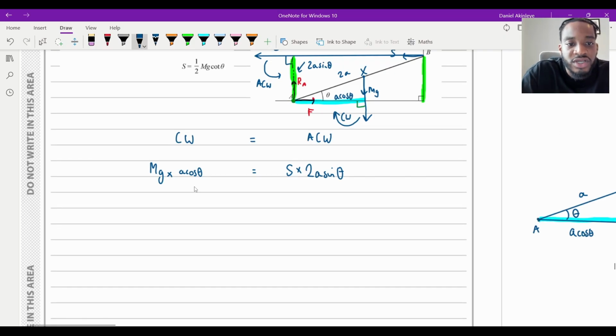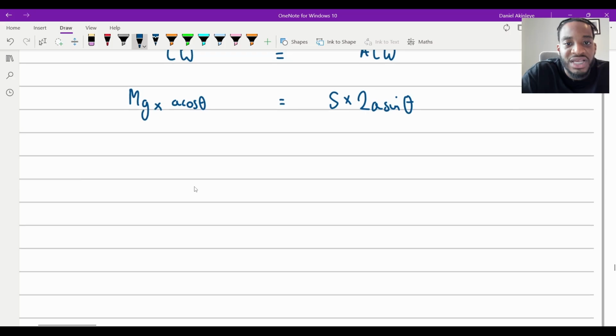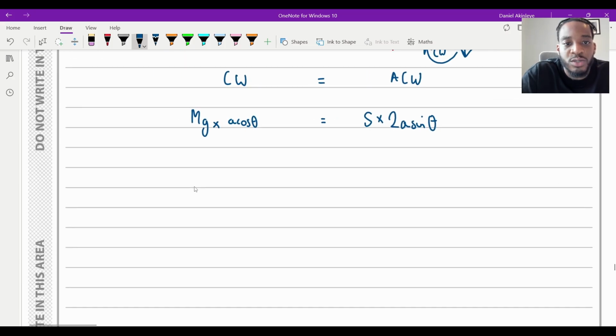Okay, so now just to tidy up a bit more, we need to get S on its own. So if I want to get S on its own, we can just divide by that 2A sine theta, isn't it? So we're going to have mg A cos theta divided by 2A sine theta. And this is equal to S, isn't it?